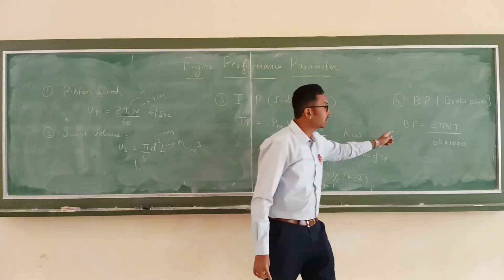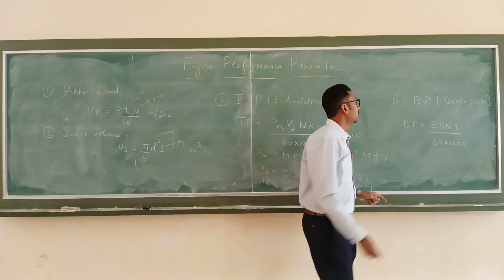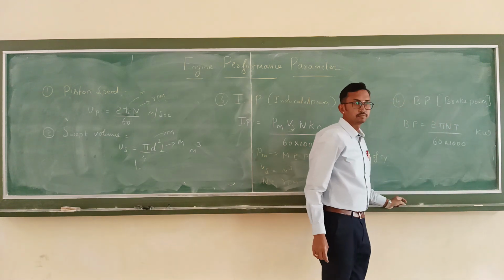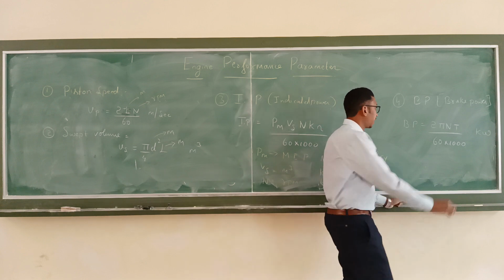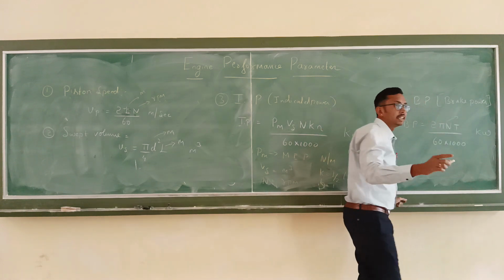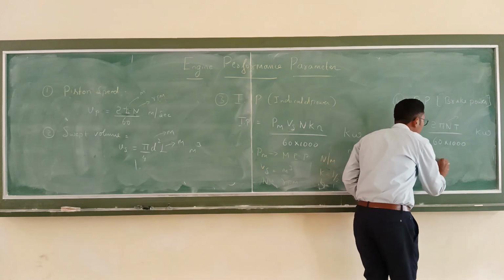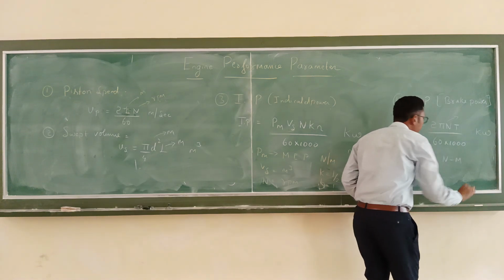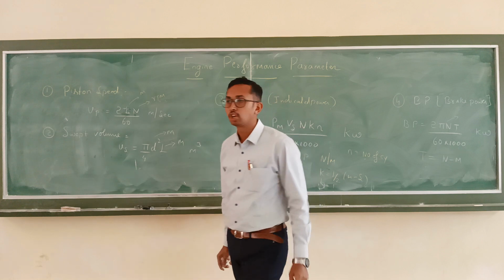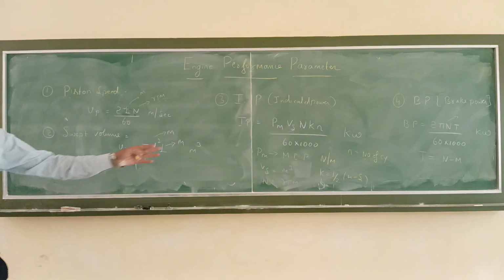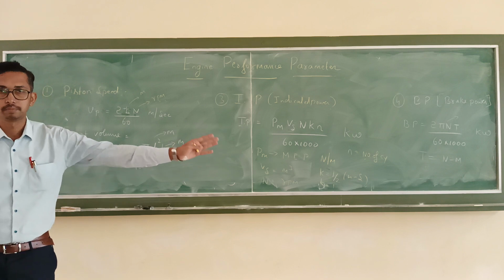Okay, so this is the definition of brake power. So the unit of BP will be kilowatts. What is N? Engine speed in RPM. So T represents torque, so that must be Newton meter. Torque. Okay. So torque generated, so that it must be Newton meter.